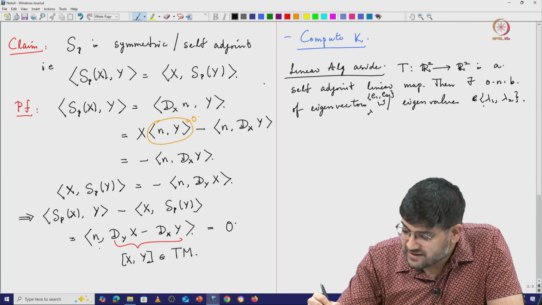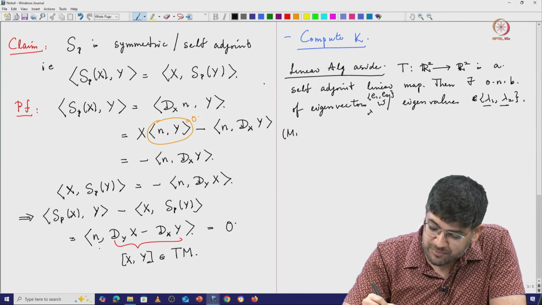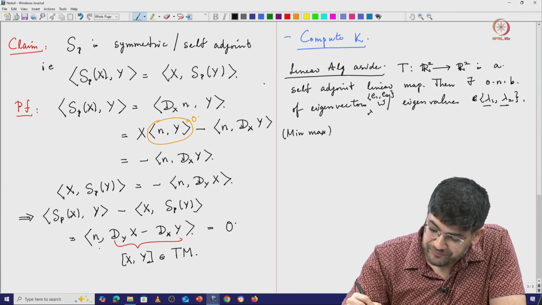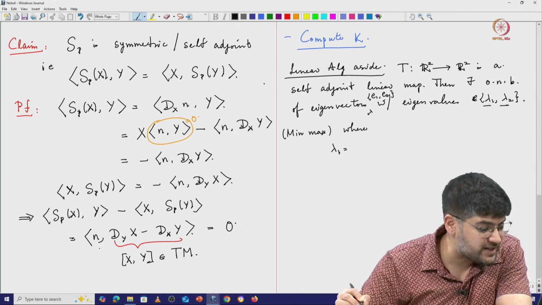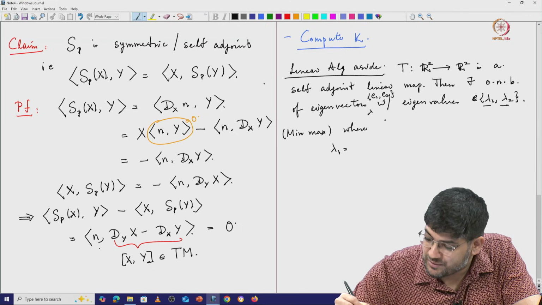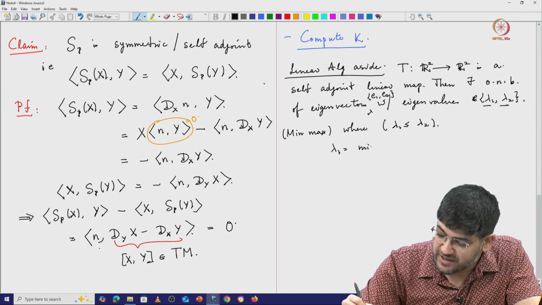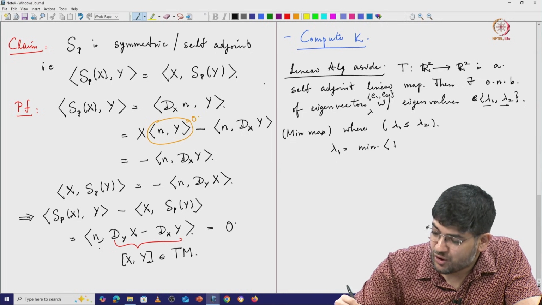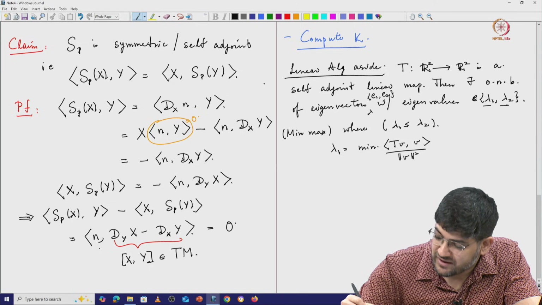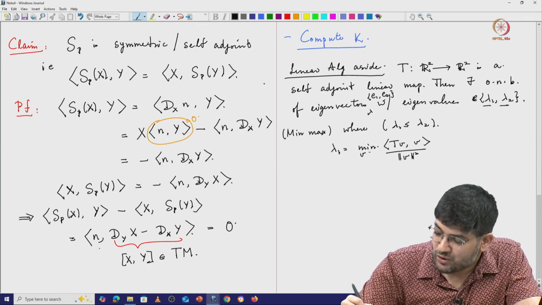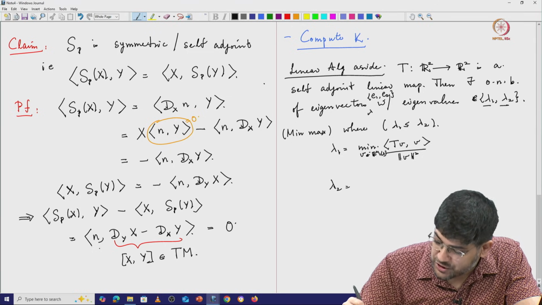But what really are this lambda 1 and lambda 2? There is a so-called min-max principle, where lambda 1 is precisely given by, if you assume that lambda 1 is the smaller of the two eigenvalues, the minimum of the inner product of TV with V divided by the norm of V squared, over all non-zero vectors in R2. Similarly, lambda 2 is actually given by the maximum.